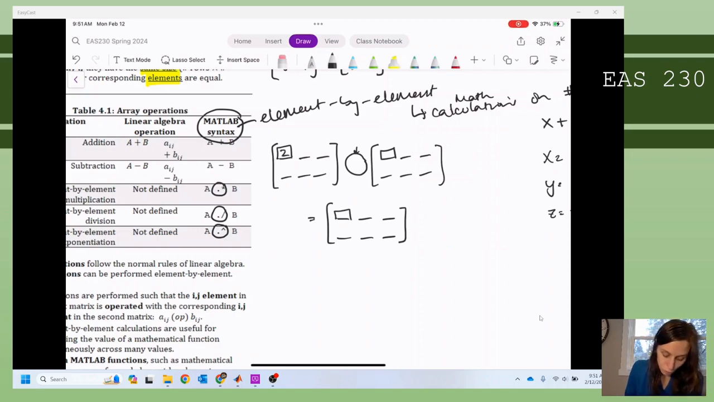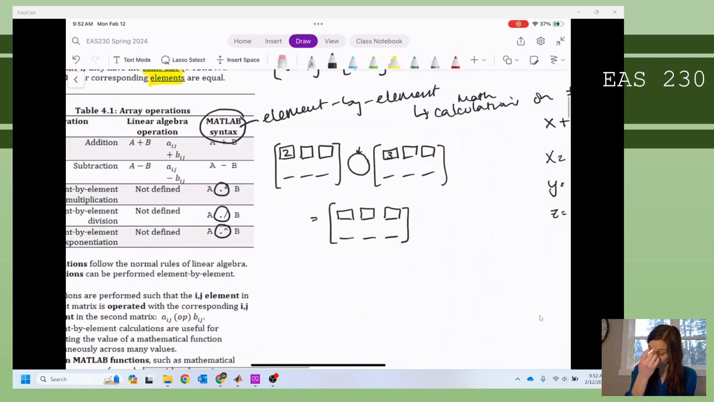So if it was 2 plus 3, it'd put a 5. If it was 2 divided by 3, it'd put a 2/3. If it was 2 times 3, it'd put a 6. And then it keeps going element by element. So it takes the second element with the second element, does the operation, puts it in the second element. This element does the operation between them, puts it there. And it keeps going through until it has all of the elements operated on each other. That is element by element notation.